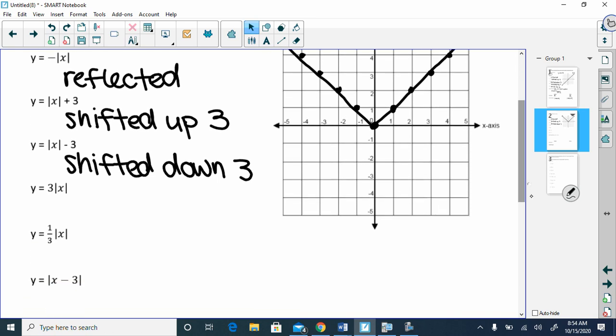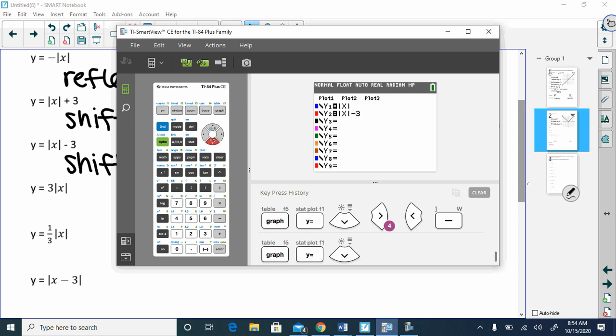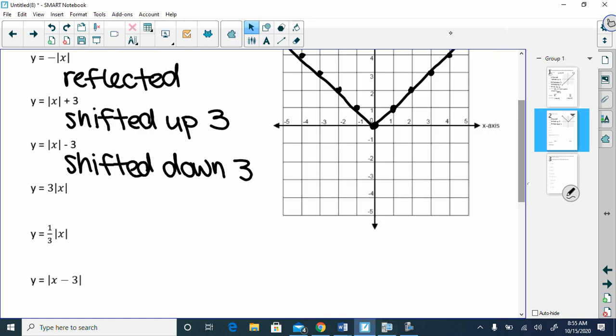On the next one, the A value is what's changing, right? It's been 1 so far. Now it's telling us it's 3. So what do you guys think that the effect is going to be on our graph? So it's going to be just like on the front. It's going to stretch it up, right? So if I go in here, I'd have 3 times the absolute value of x. Just makes it skinnier, right? Stretches it up tall. So stretch by a factor of 3.